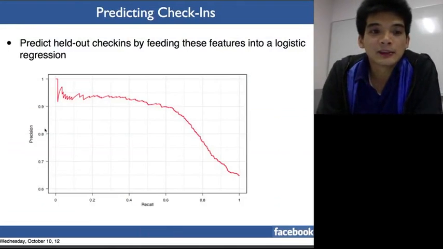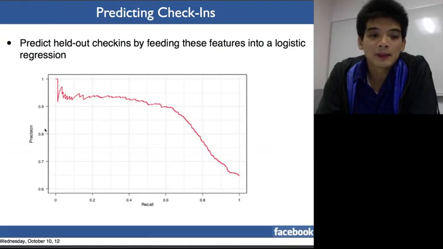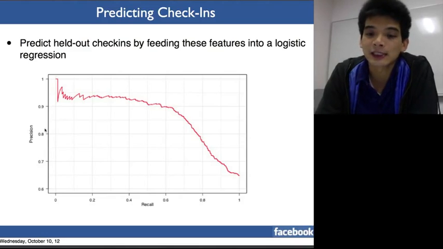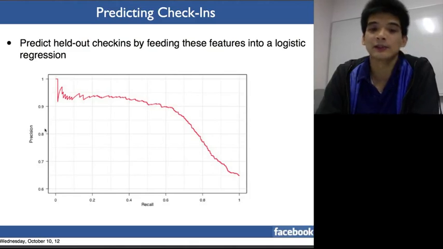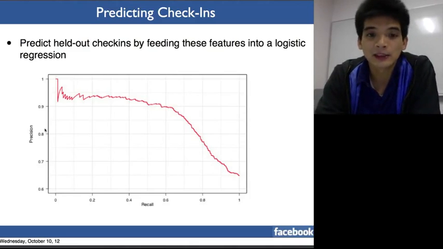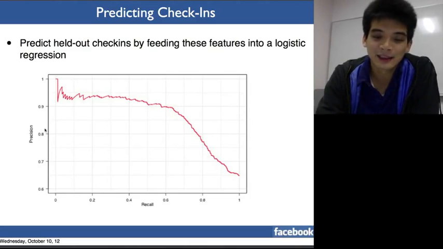So the next step is to actually predict check-ins. We do the standard thing in machine learning where we hold out some check-ins and run a regression to try and predict where someone is going to check in next, using all these features that I just mentioned. It turns out we can actually do pretty well. If we want a recall of 60%, we can predict with 90% precision the next place that a given user is going to check in, which was pretty surprising to us, because it means we're doing pretty well with a large percentage of our data.